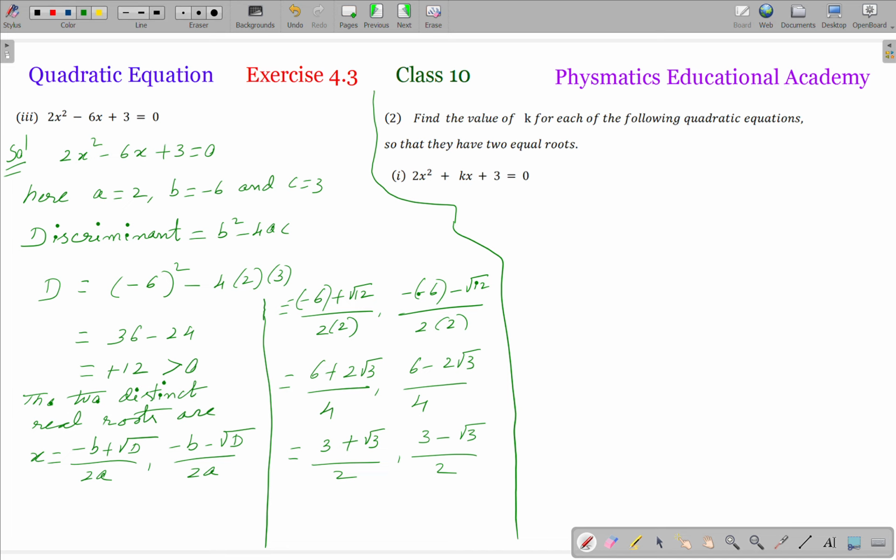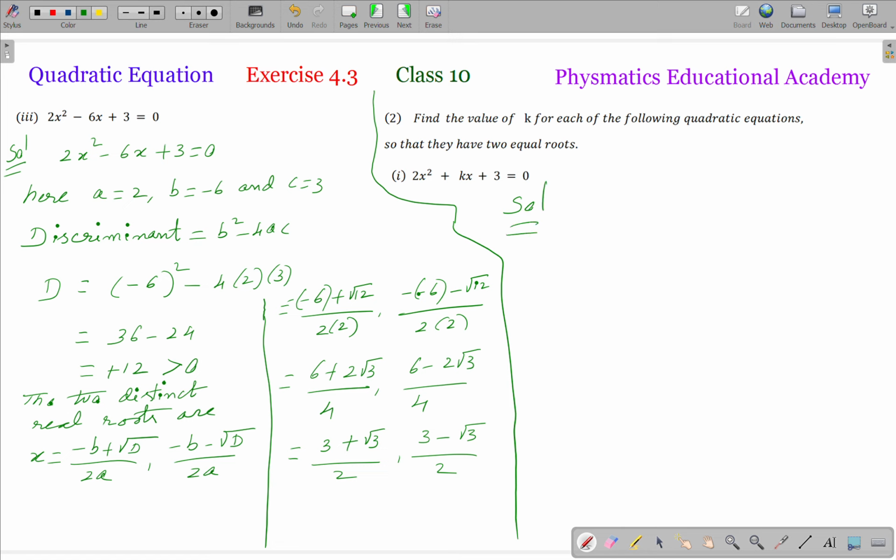Coming to question number 2: find the value of k for each of the following quadratic equations so that they have two equal roots. Question 1 under question number 2: 2x square plus kx plus 3.